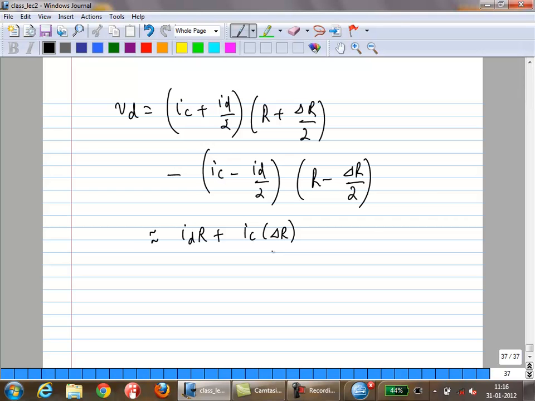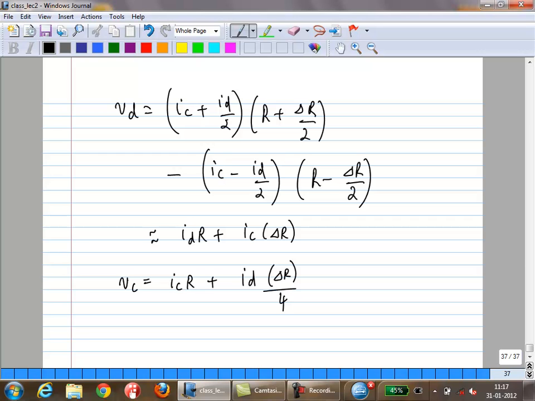So in other words, if you had no mismatches, delta R is 0, then you would go back to your old case, which is VD is ID times RD. Similarly, you can show that VC is IC times R, that is your ideal quantity, plus ID times delta R by 4. So what this means is, earlier in the ideal case, VD depended only on ID and VC depended only on IC. Now you have cross dependencies, right?